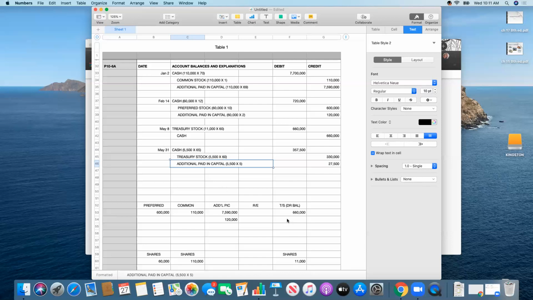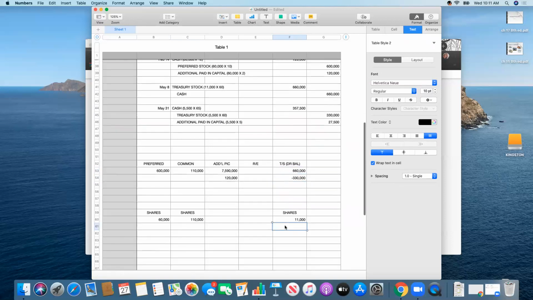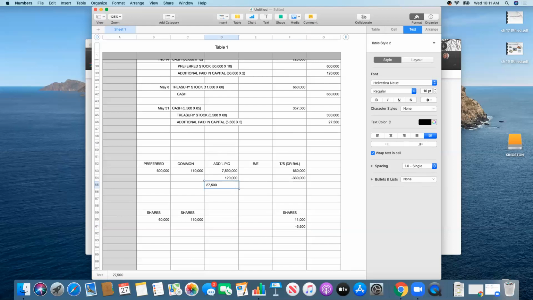All right, so let's come down here. This is going to be a minus 330,000, right? Because the first transaction was a debit, the second one was a credit. And the shares: we had 11,000 shares of treasury stock. We sell half of them, 5,500. We're going to have 5,500 left, but I'll just leave that out. And you've got 27,500 over here in additional paid in capital. All right, December 1st.